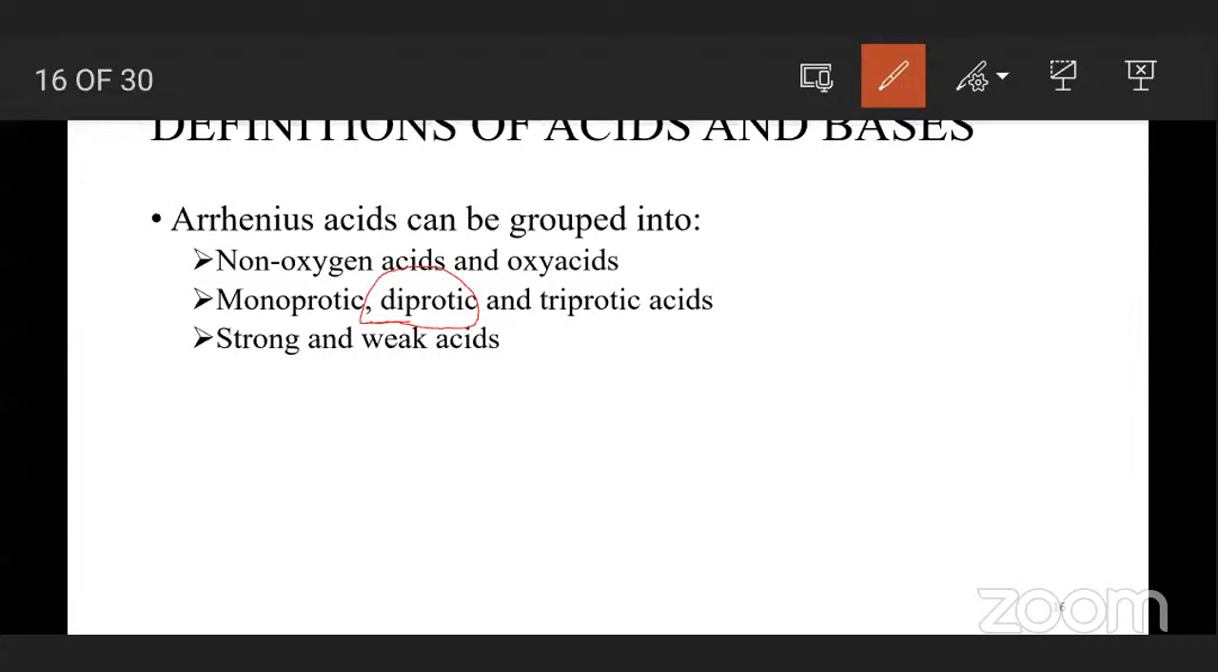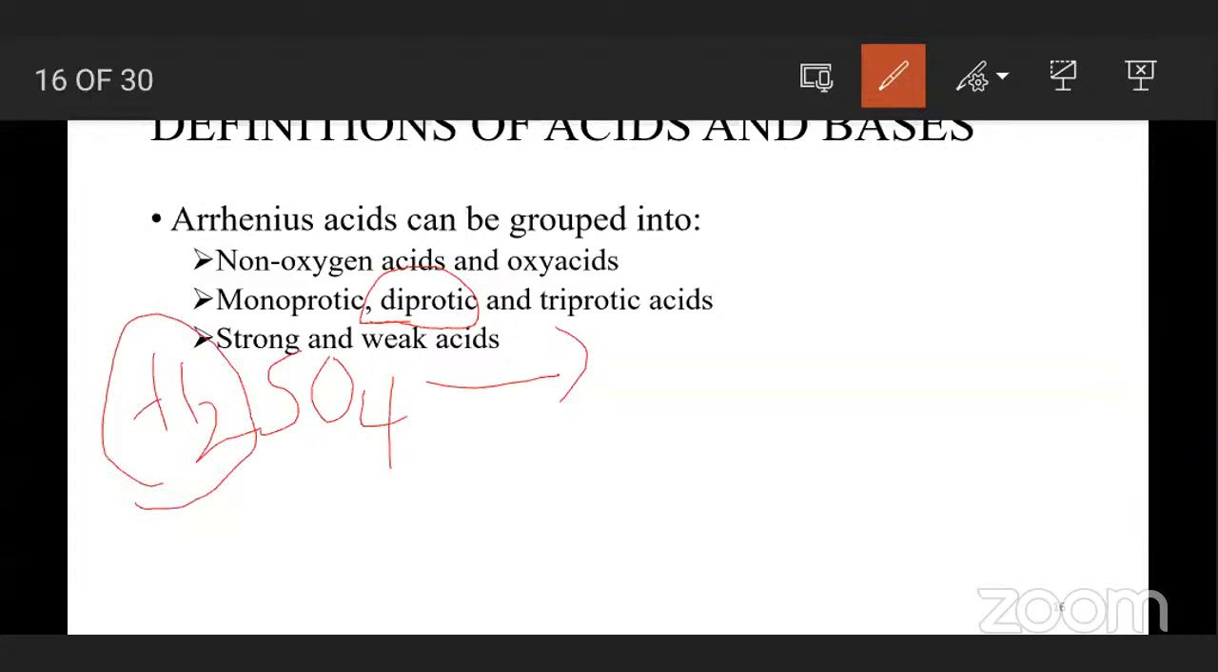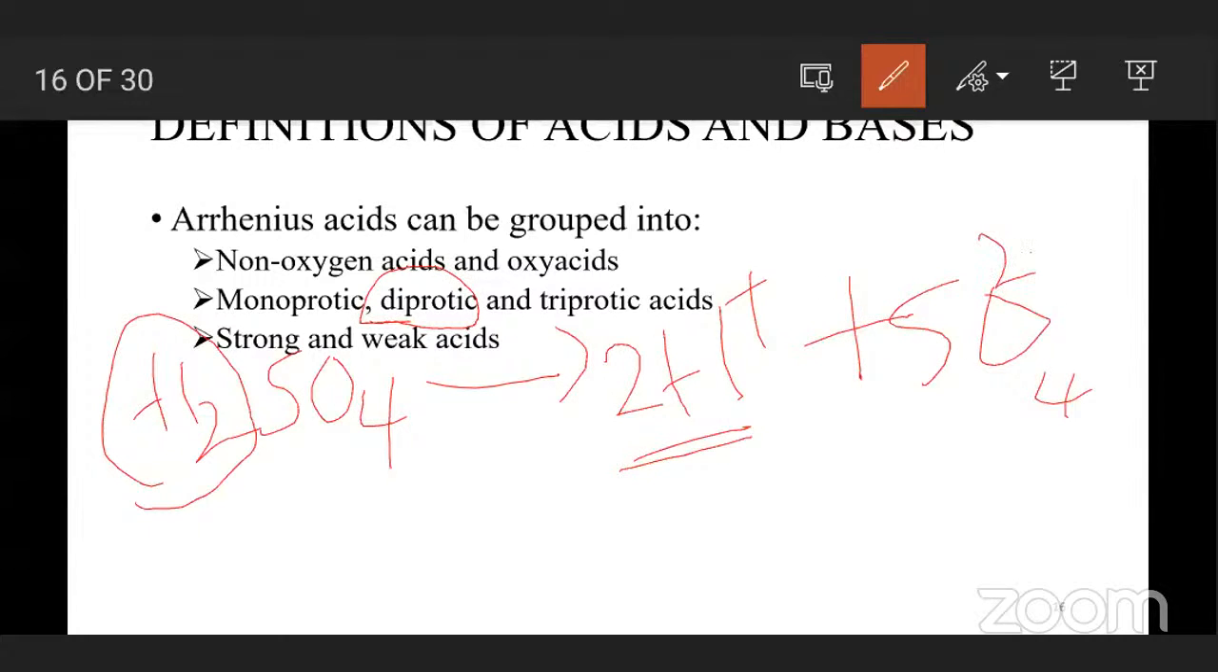I know by now you'll have started thinking of an acid that has been mentioned previously, H2SO4. This is a diprotic acid. You are very correct. H2SO4 is a diprotic acid because it has two ionizable hydrogen ions, two replaceable hydrogen ions. If it ionizes in water, it gives you two hydrogen ions plus SO4, an anion, 2 minus.